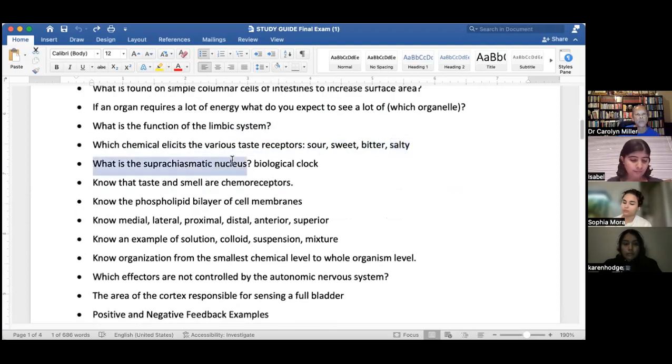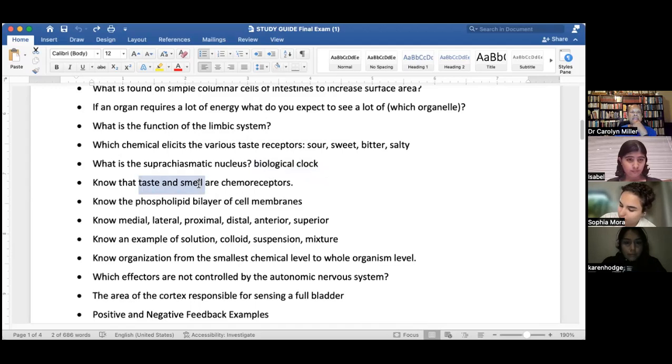What is the suprachiasmatic nucleus? And it is our biological clock. It's that part of the brain that deals with circadian rhythms. I'm an early riser or I'm a night owl. So that suprachiasmatic nucleus in the brain helps us with our circadian rhythms, the biological clock.